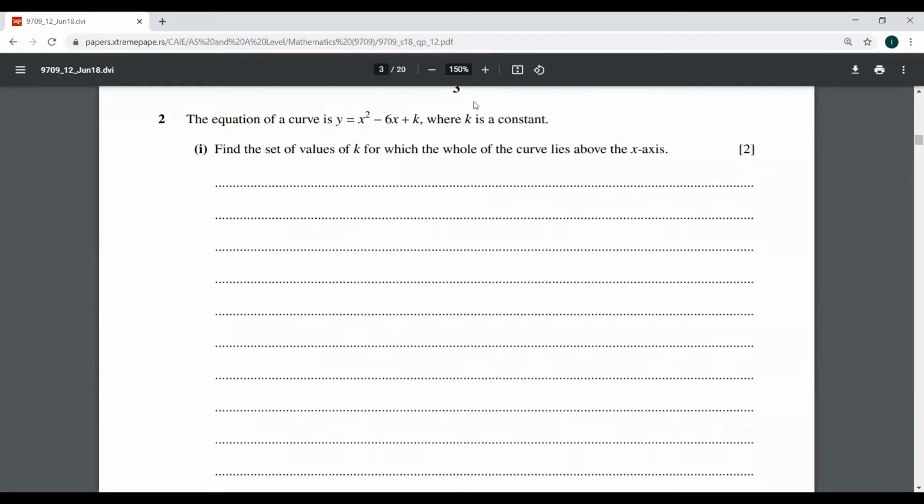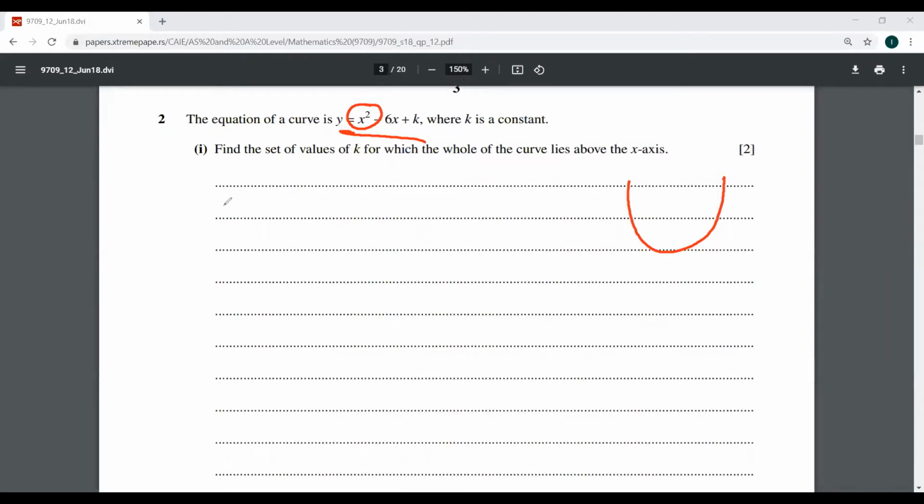Now, the first thing I should note down here is that the coefficient of x squared is positive. That means the curve is going to be a happy face curve. It is going to be a curve like this. Now, if it has to be above the x-axis, that means this equation is not going to have any connection with the x-axis. So that means there are no real roots for this equation.